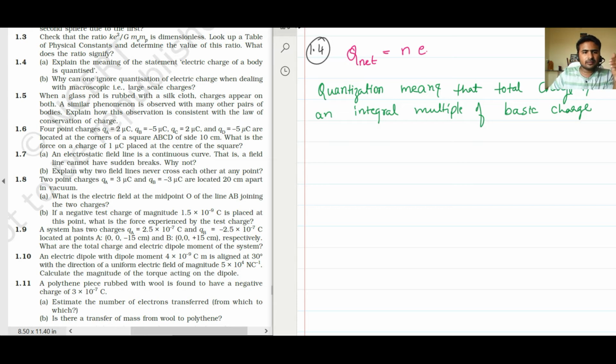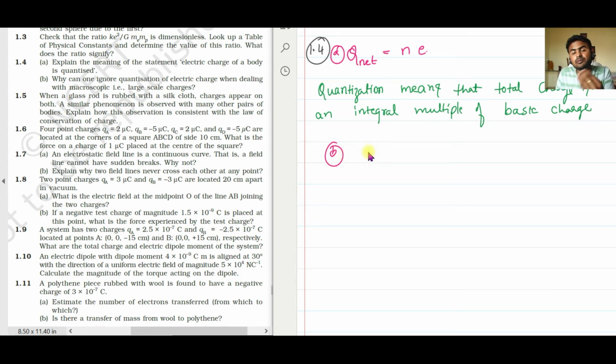Okay. And now the second part of the question says, why can one ignore quantization of electric charge when dealing with macroscopic, that is large scale charges? It says that we need to say why we can neglect the quantization of charge when we are dealing with a huge charge, a macroscopic charge. Macroscopic charge means it's very huge. So for example, let me explain that with a small example.